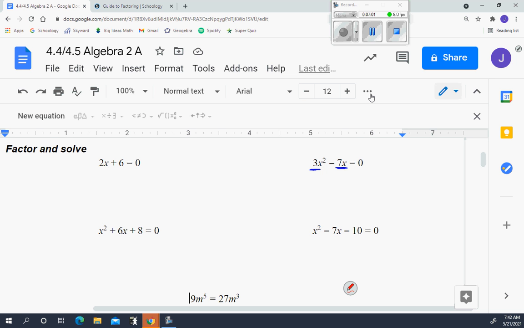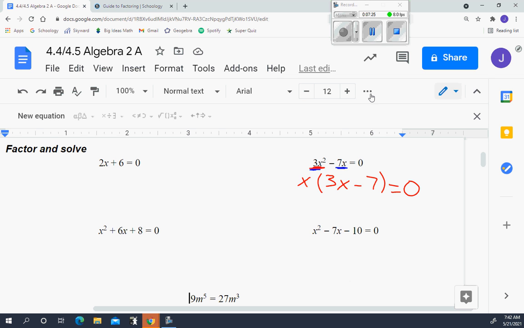They both have an x, so we can actually take an x out. X times 3x, just what's left. We multiply what's left. Well, I took 1x out of 3x squared, so what's left? 1x. Minus 7. I took that x away from the 7. Equals 0.